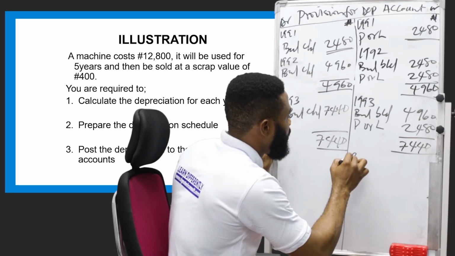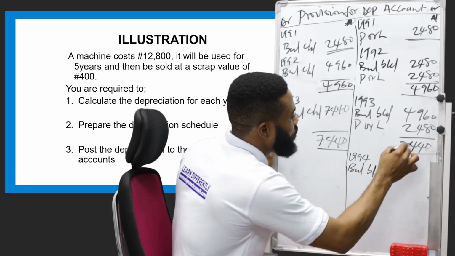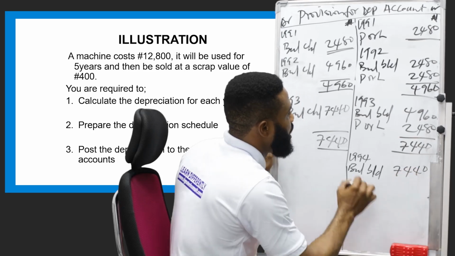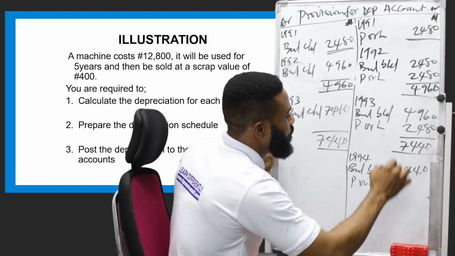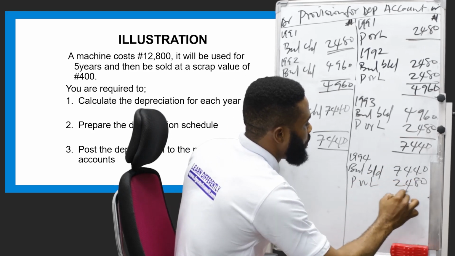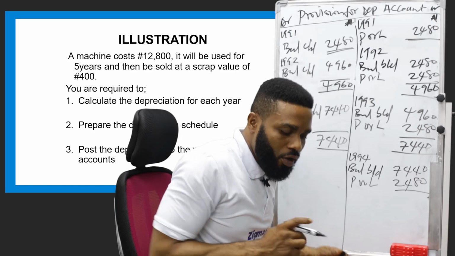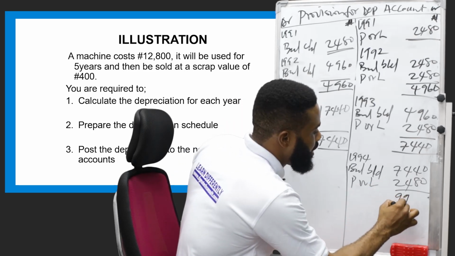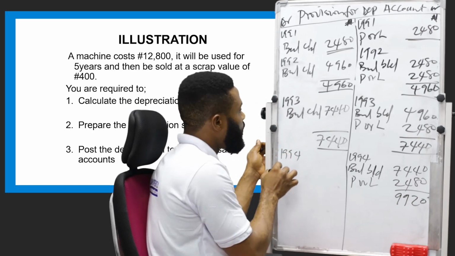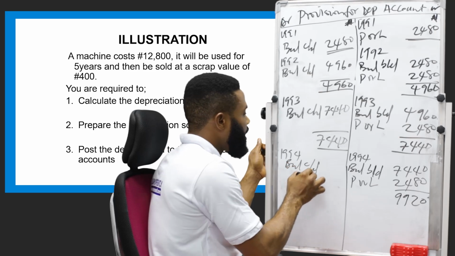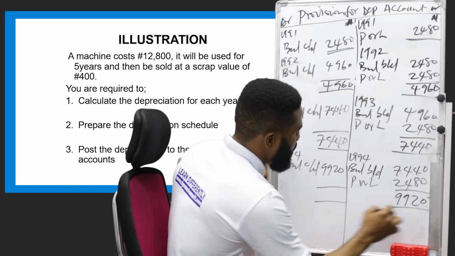The 1994, you have your balance brought down, which is going to be 7440. And then your profit or loss for the period is what? 2480. You add it plus 2480, you're going to have 9920. And then you come here, 1994, your balance carried down is 9920. So you have your 9920.